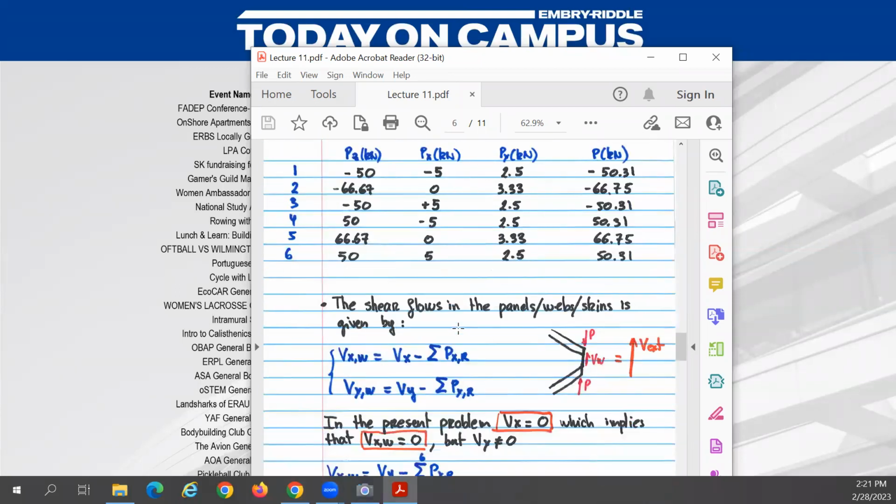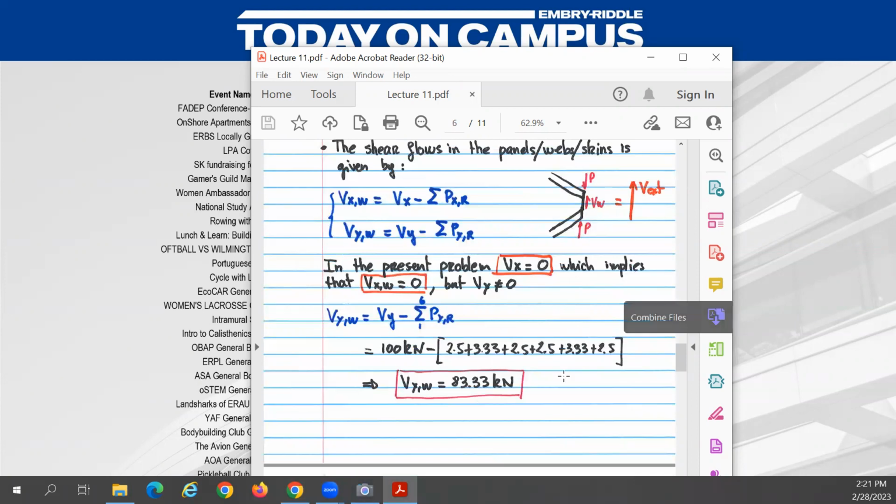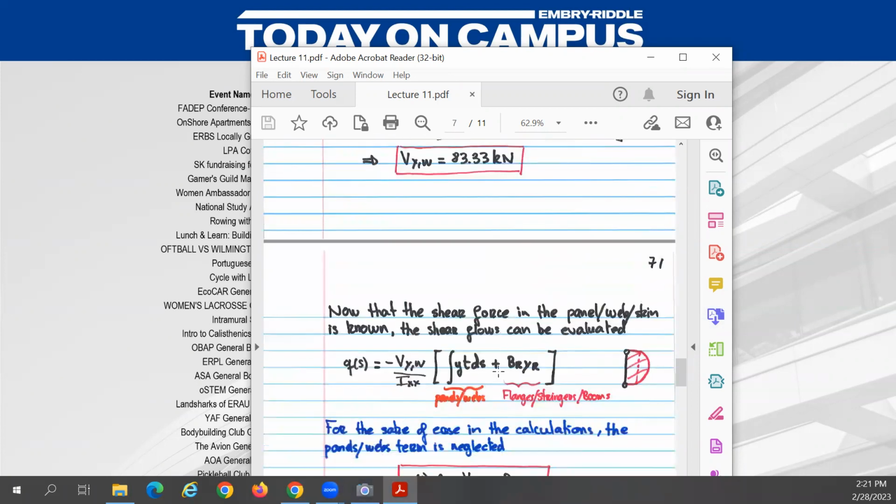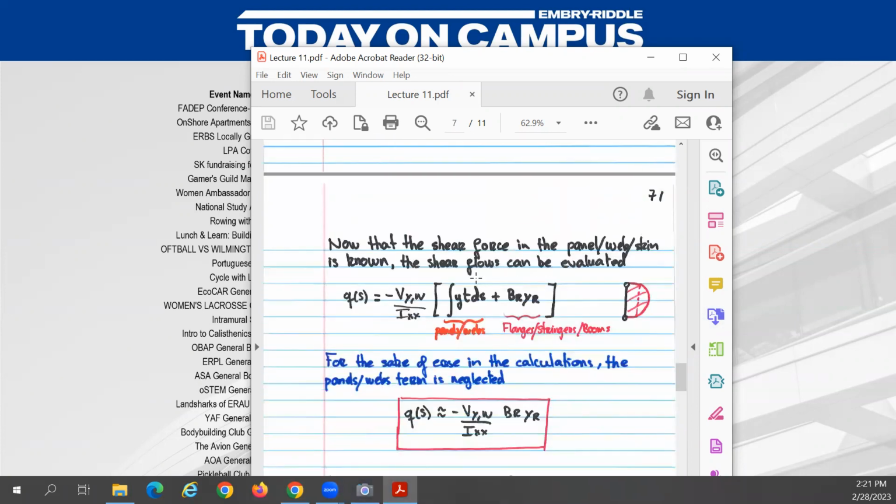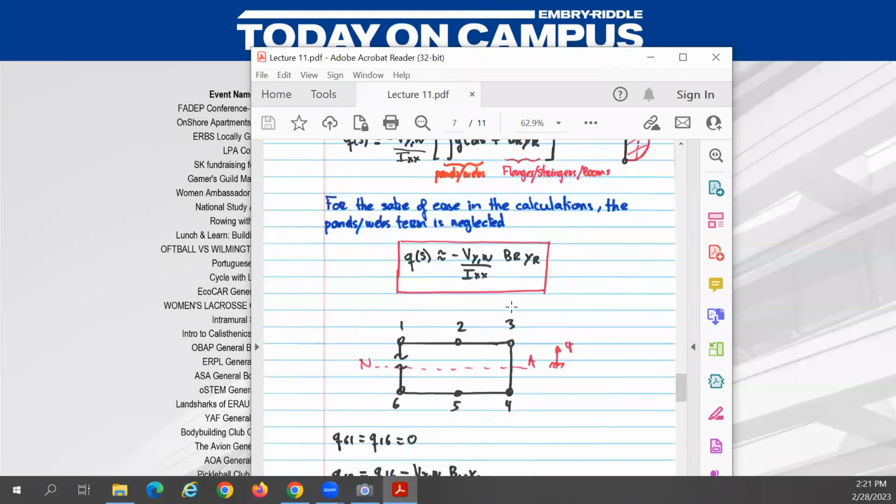And with this, we need to find out of the external force, how much of the shear force is being carried by the flanges or the stringers and how much is being carried by the panel, no? Now that we know how much is carried by the panel, which is this value here, we did this. To simplify the equation, we neglected this term over here. Okay, we just use this one. And I think that's where we started doing this.